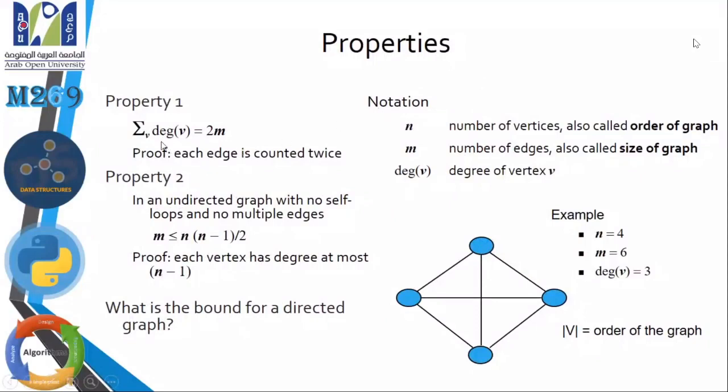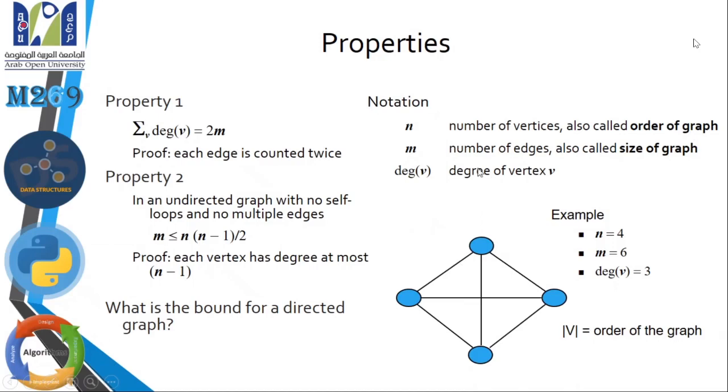Properties. Degree of V. We talked about the degree. The sum of degrees equals 2m. What is m? n is the number of vertices. m is the number of edges. n is the order of the graph. m is the size of the graph.